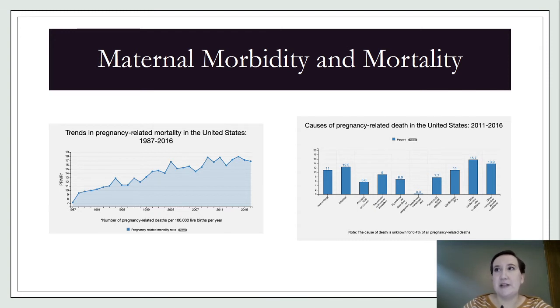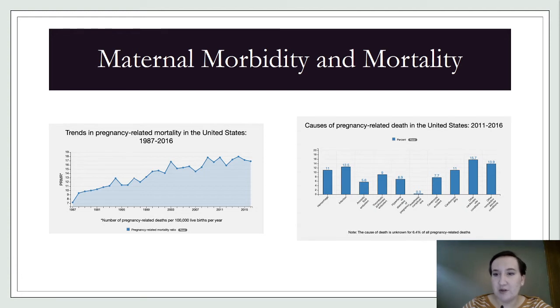Why do we care what is happening with our moms? Well, let's take a quick peek. Here in the United States, we've got a serious problem. Our numbers are trending up. These are the number of pregnancy-related deaths for our mothers over the past couple of years, okay? In the last 30 years, this is what's been happening.